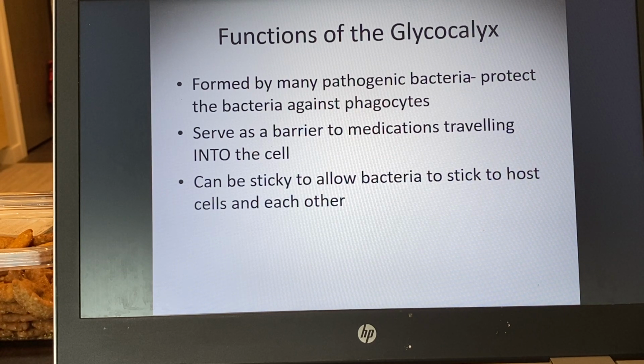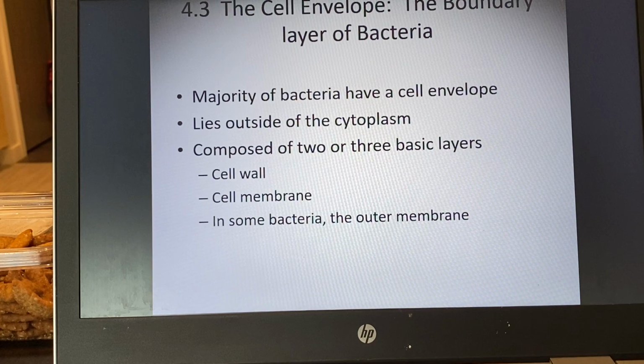And those are the types of cells that are in charge of identifying bacteria and viruses and basically engulfing them and eating them and getting them out of your system. So yeah, it buys the bacteria a little bit of time. Also, as I mentioned, it's kind of like a moat around a castle. So it serves as a barrier to antibiotics and medications that need to get into the cell to kill them. And then it makes the bacteria sticky too. So it kind of does the same thing as fimbriae. It allows the bacteria to stick to you and then also to stick to each other.